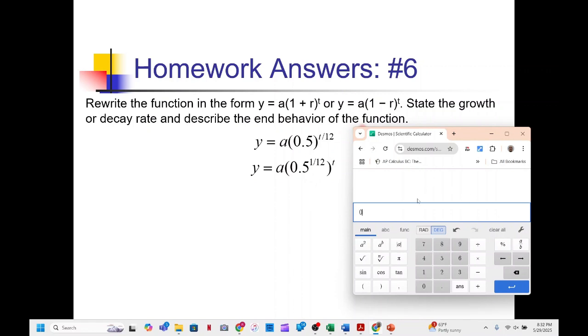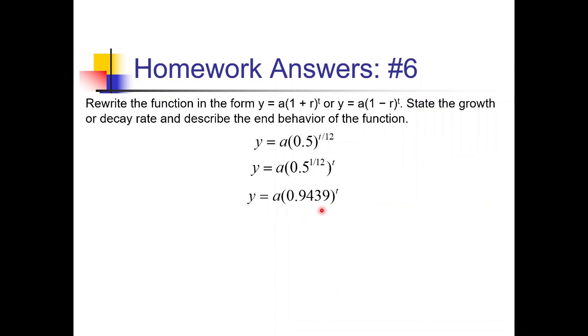So we've got 0.5 exponent 1 over 12 comes out to about 0.9439. So that's going to be my b value. I'm going to have to split this up now into a 1 plus or a 1 minus r sort of expression. Since this is less than 1, I'm going to have to do 1 minus something to get this. Now, what is the something?